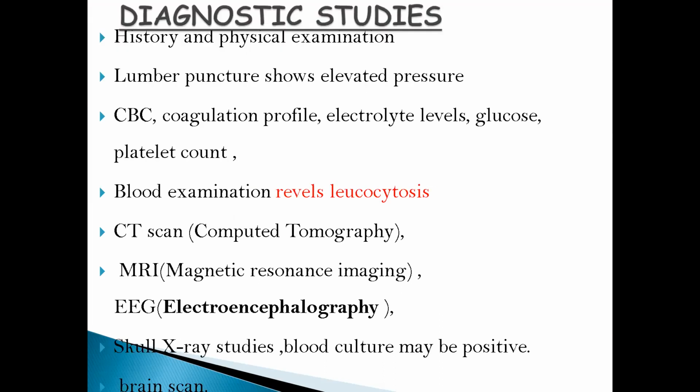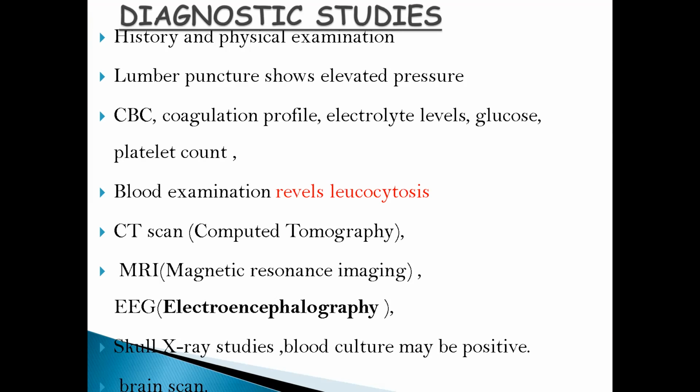And next is the diagnostic evaluations. Okay, when we are going to find out meningitis, we have to do diagnostic studies. So here, first we are going to collect the history of the patient. The history is like, in the etiologies we've seen, the cause may be bacteria, virus, protozoa, or maybe fungi. We are going to collect the proper history of the patients. Next we are going to do the physical examination.